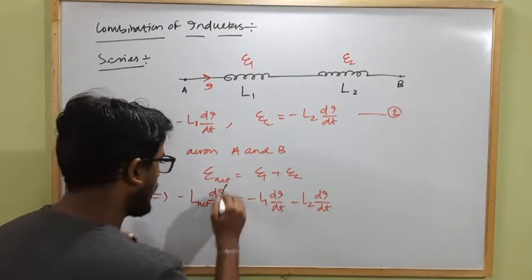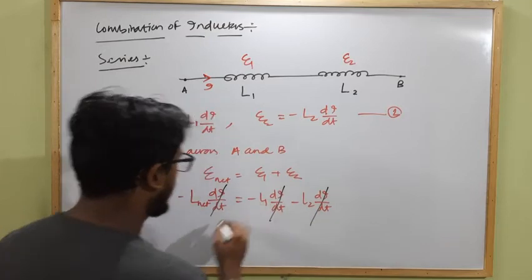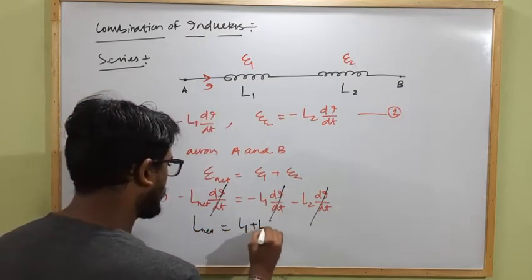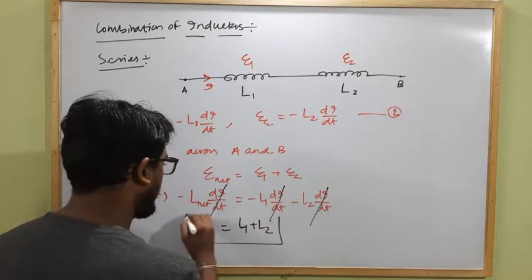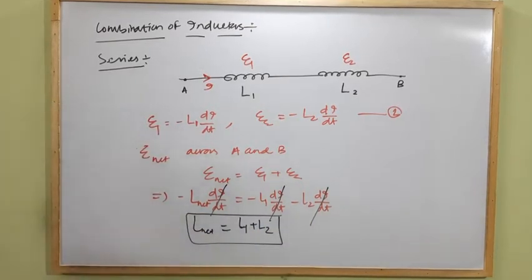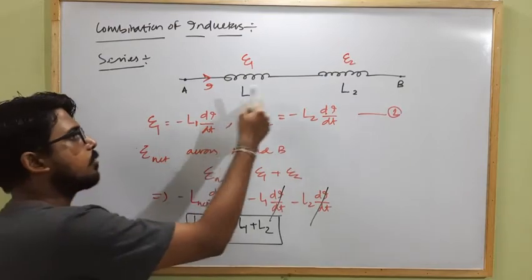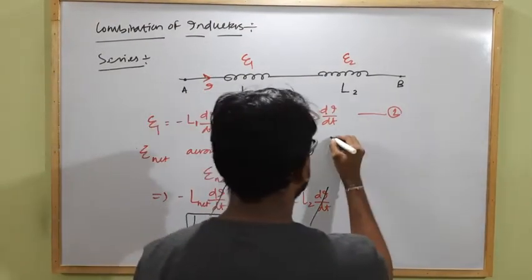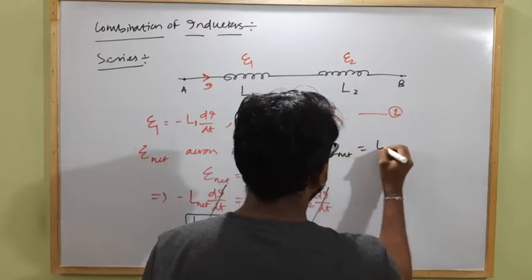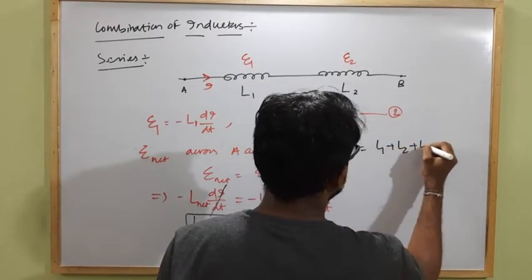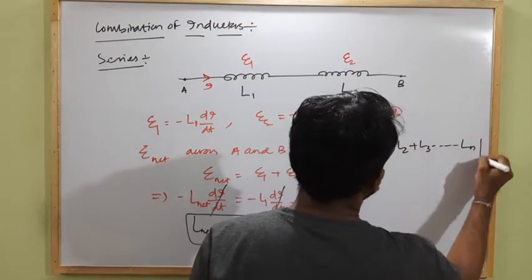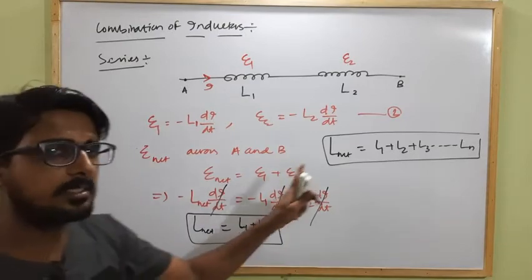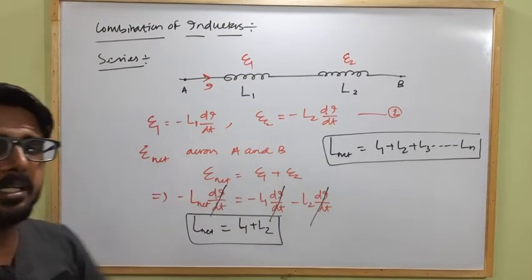So the di by dt from both sides will get cancelled and the negative sign will get cancelled. So what is L net? L net equal to L1 plus L2. This is the relation for inductors of inductance L1 and L2 connected in series. If there are n number of inductors connected in series, then L net will be equal to L1 plus L2 plus L3 up to Ln.